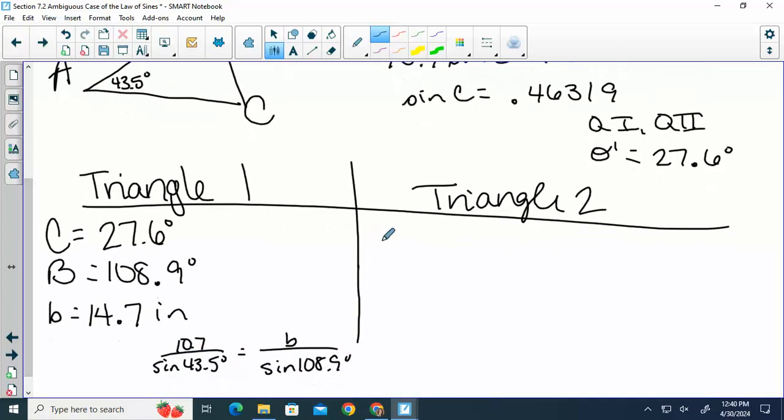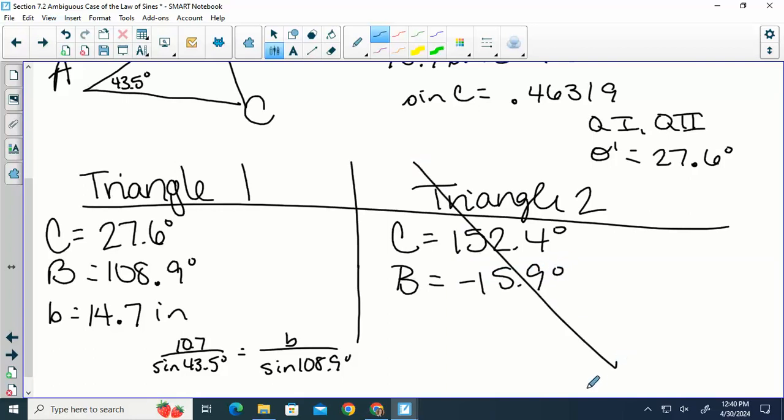Okay, let's try our second triangle. So angle C in quadrant 2, so 180 minus 27.6 is 152.4 degrees. Then when you find angle B, 180 minus both angles that we have, what happens? Yeah, you get a negative, and that doesn't work. So we only have one triangle on this problem.